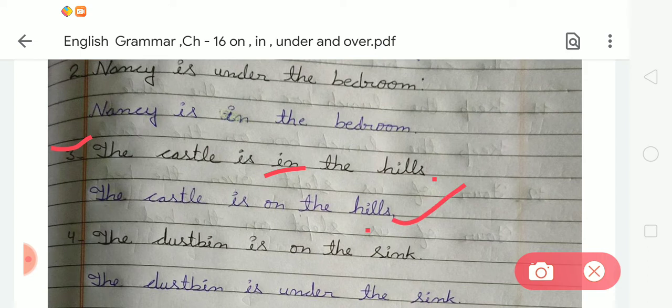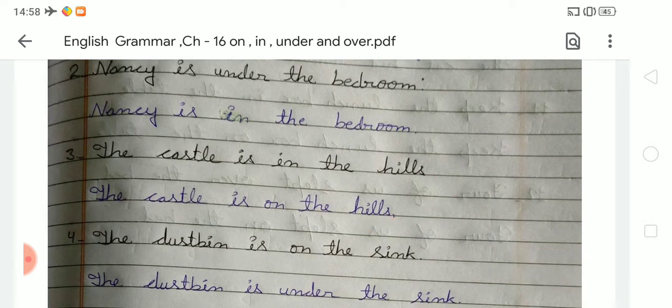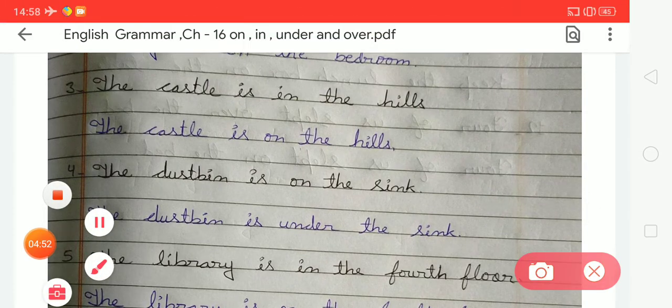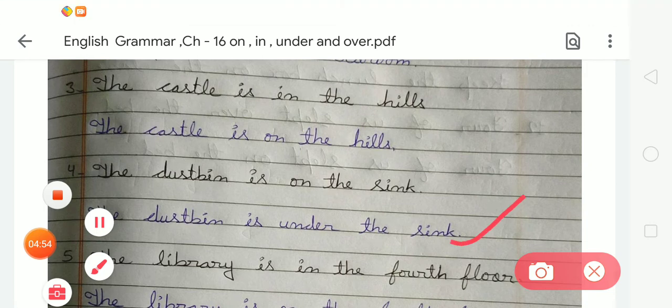After that, come to the next, number 4. The dustbin is on the sink. So student, here the word on is incorrect. We have to use under. Okay, we have to use the word under. So after that, we have to write, the dustbin is under the sink. The dustbin is under the sink.